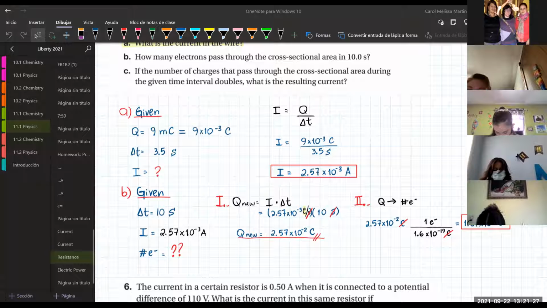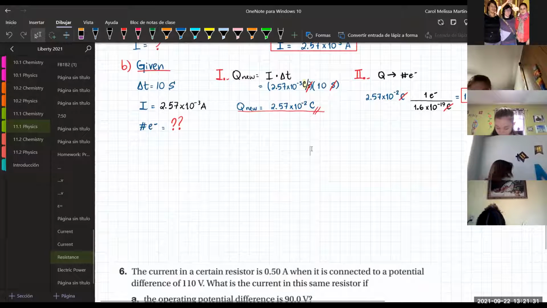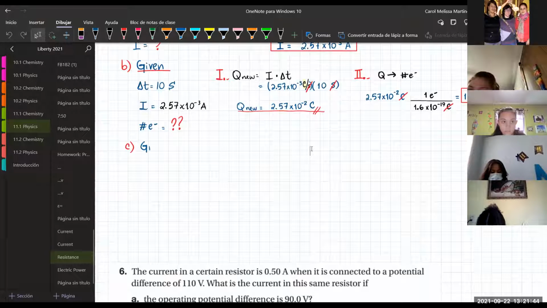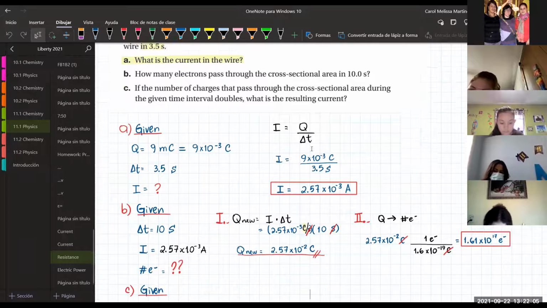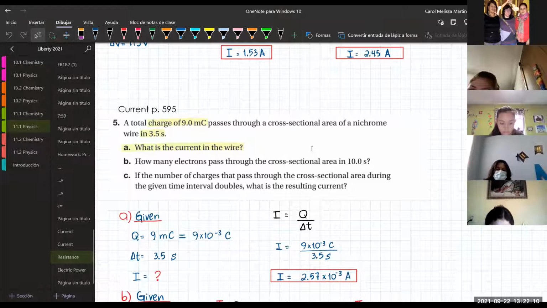So in part C, it says the same time interval, so the time interval is 3.5 seconds. But it says if the number of charges doubles. So this is my charge. My charge is 9 millicoulombs, but it says that it doubles. That means it's going to be multiplied times 2. In other words, this is 18 millicoulombs. Replace the prefix milli.